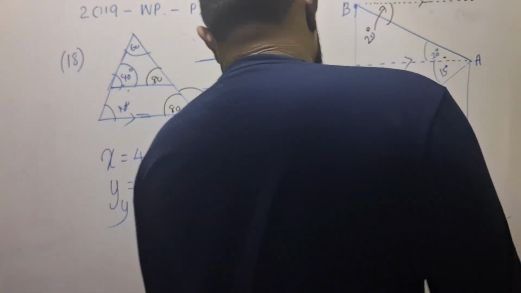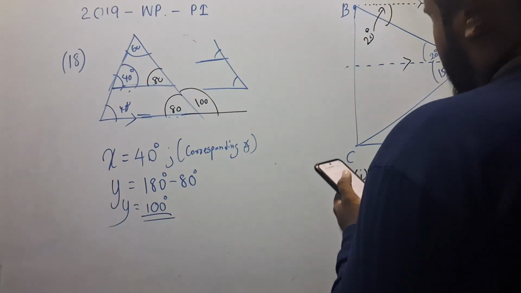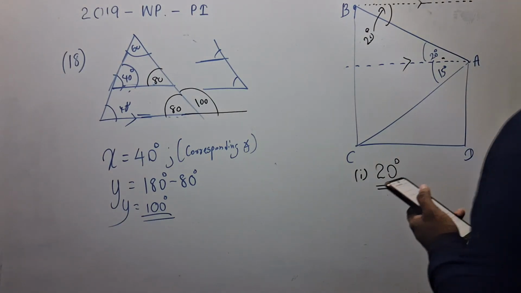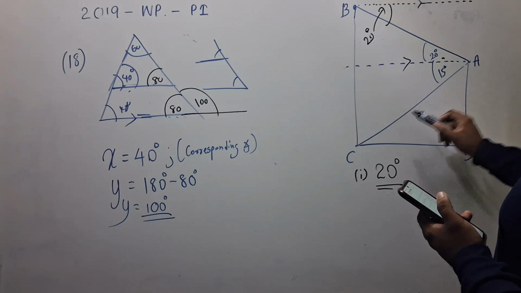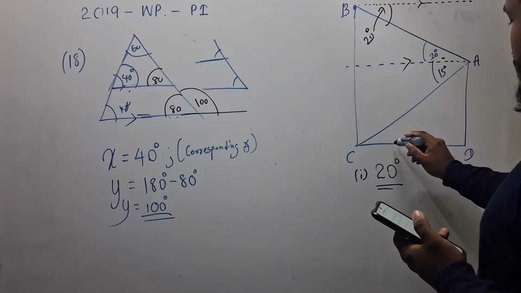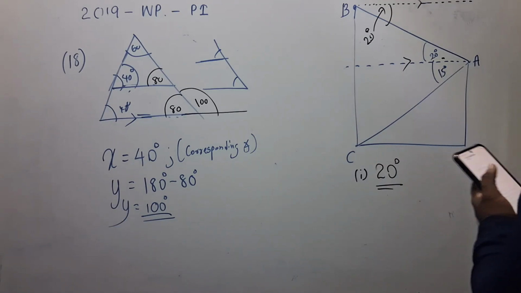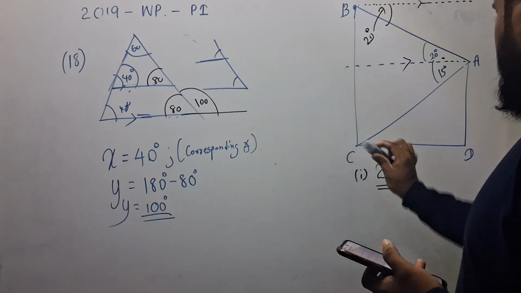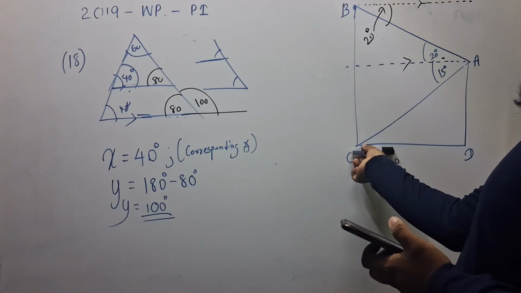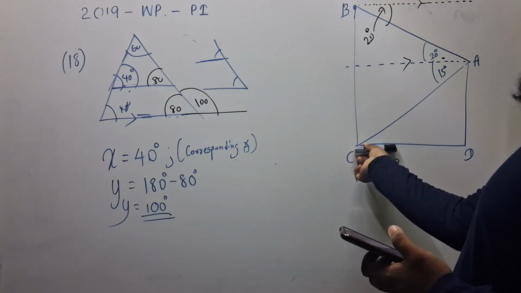Angle of elevation of A from C. That means they are asking about this angle. Angle of elevation of A from C. This is the eye level of C. CD is the eye level of C.